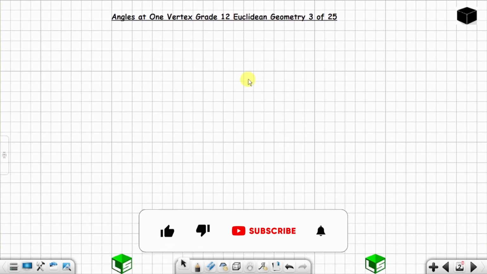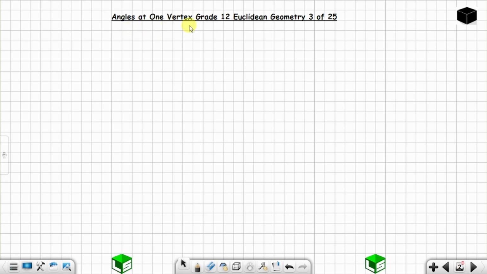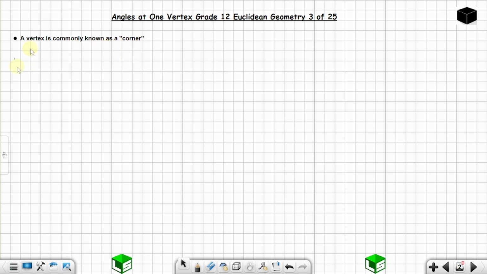Okay friends, today we are going to see Euclidean geometry part 3 of 25, angles at one vertex. A vertex is commonly known as a corner, and complementary angles are two angles which add together to make 90 degrees. Let's move on to an example.